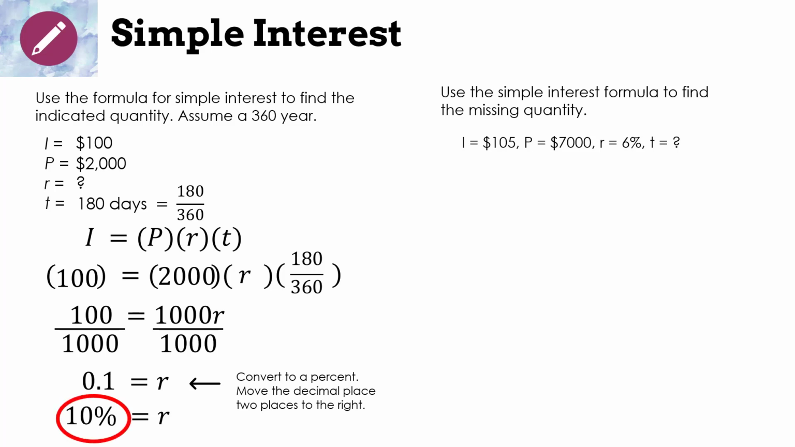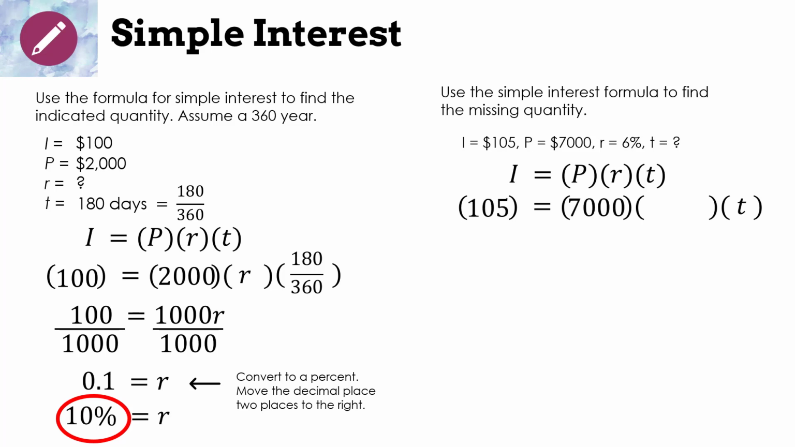Use the simple interest formula to find the missing quantity. They give us I equals 105, P equals 7,000, R equals 6%, and T is, well, we don't know. We're going to use the simple interest formula, I equals PRT. We know that the interest is $105. The principal is 7,000. Now for the rate, we have to change it to a decimal, and that gives us 0.06, and we don't know the time.